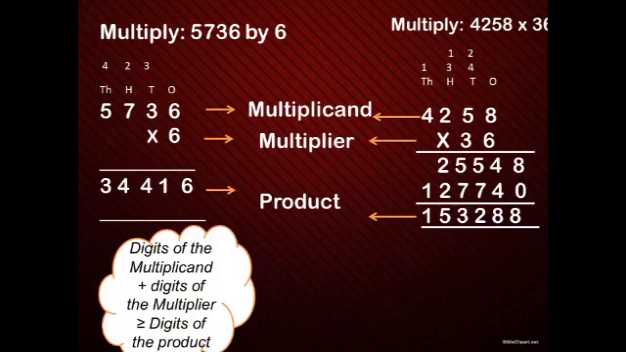Digits of the multiplicand plus digits of the multiplier is greater than or equal to digits of the product, which means take this sum, 5736 multiplied by 6. Here in the multiplicand you have 4 digits, right? And the multiplier has 1 digit. So 4 plus 1 is 5. And the digits of the product is mostly greater than or equal to the number 5.